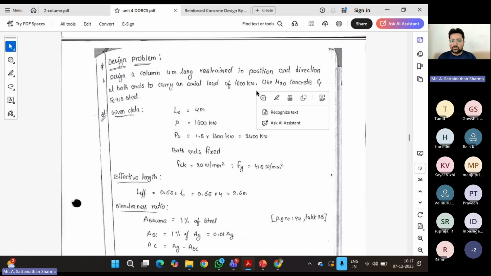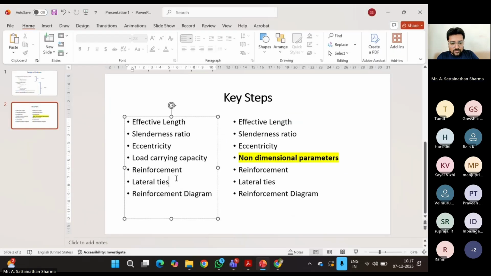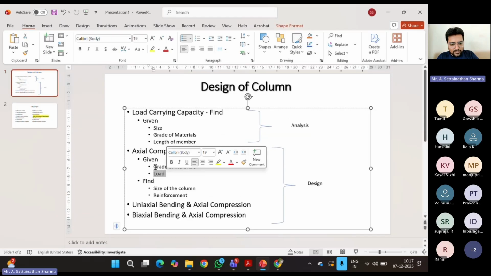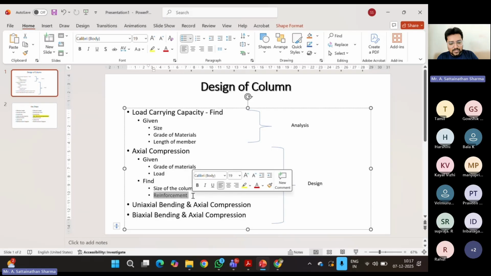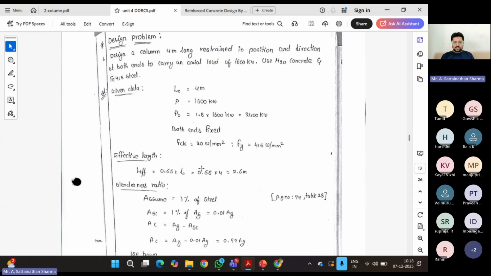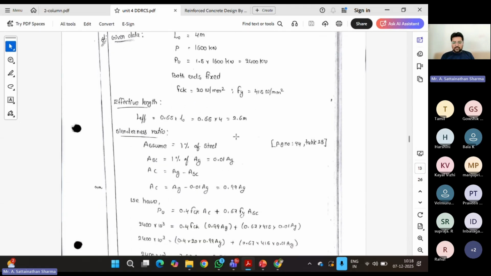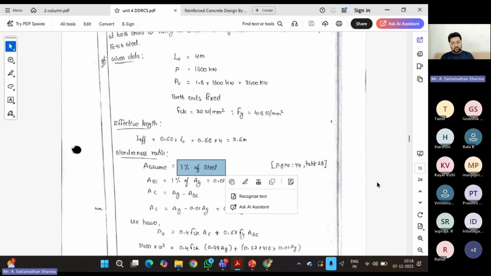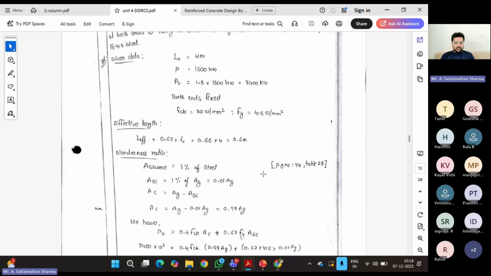See, they have given the axial load. So if the load is given, what do you have to find? If the size and load are given, you find the size and reinforcement. See here, load is given, grade of material is given, you have to find the size and you have to find the reinforcement. This is the design of a column. See the same procedure, effective length is calculated, slenderness ratio is calculated. Here they are assuming the percentage of steel as 1%. You know how much you have to assume. It is there in the code book. You can assume from 0.8 to 6%. It may be any number, 1 or 1.2, 1.5, 2, 2.5. It's up to you, right?